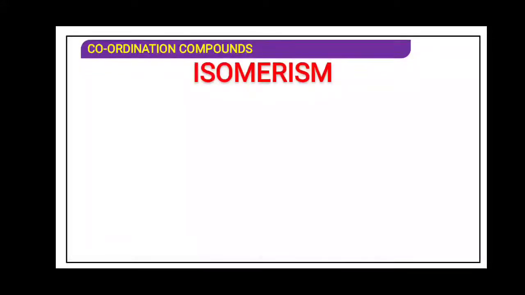Isomerism in coordinate compounds is very important from the board point of view. Try to understand what isomerism in a complex is. As we know very well, same molecular formula but different structural formula is said to be an isomer, and the phenomenon is said to be isomerism. Here, different structural formula means different structure in space.